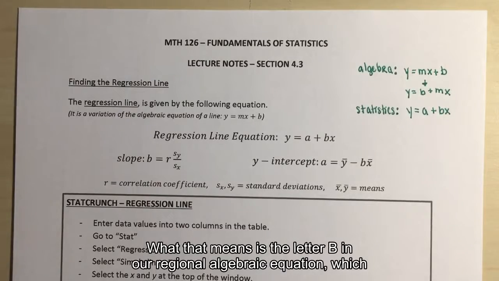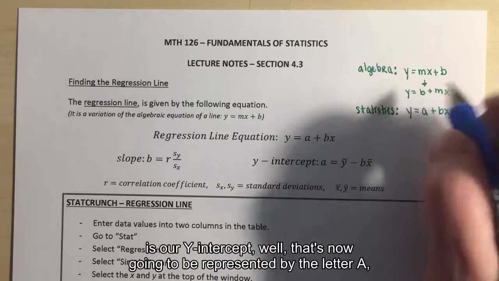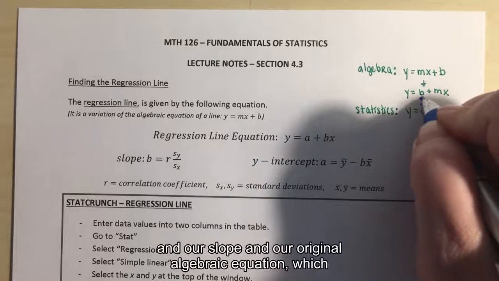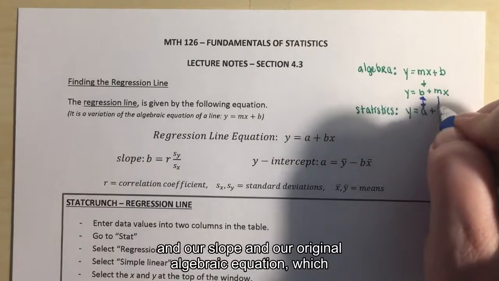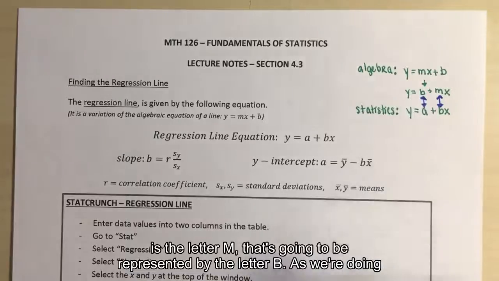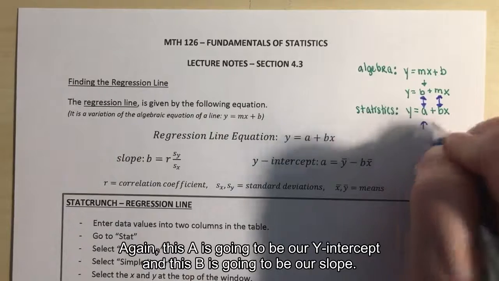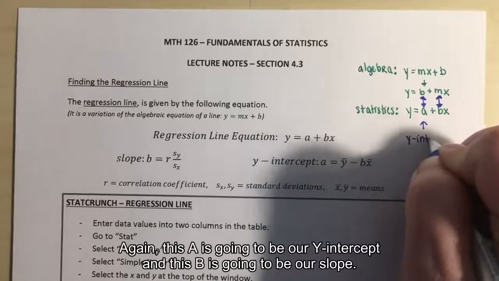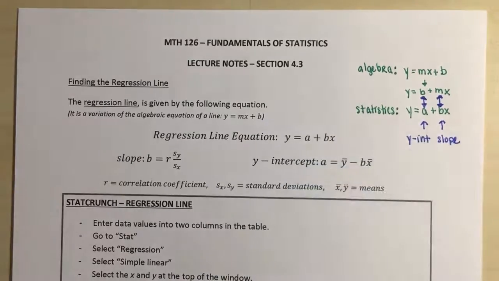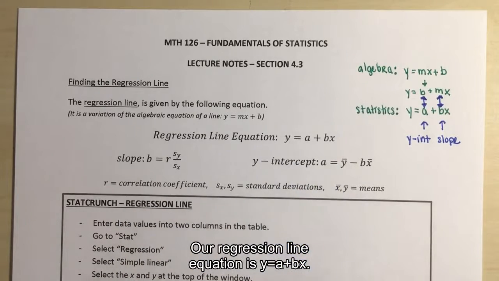What that means is the letter b in our original algebraic equation, which is our y-intercept, is now going to be represented by the letter a. And our slope in our original algebraic equation, which is the letter m, is going to be represented by the letter b. As we're doing this, we want to connect it back to things that we've done before. So this a is going to be our y-intercept, and this b is going to be our slope. So our regression line equation is y equals a plus bx.